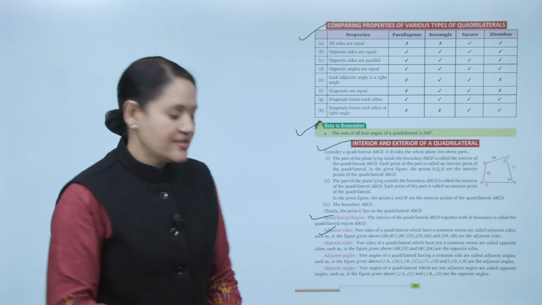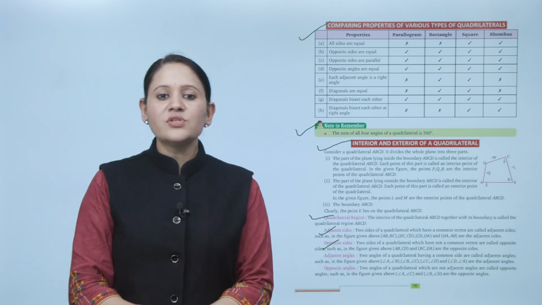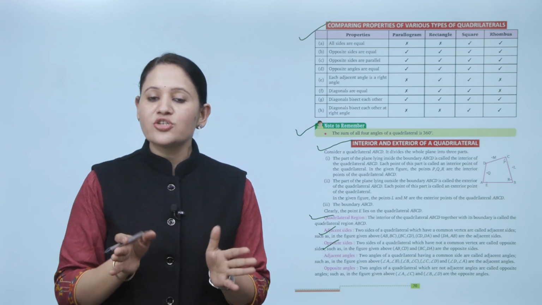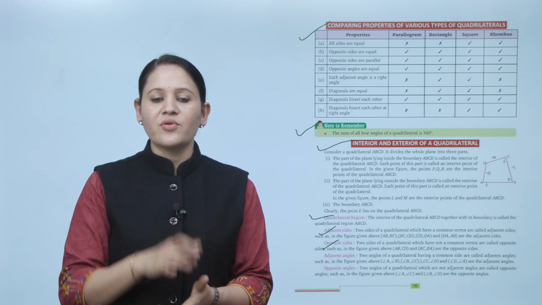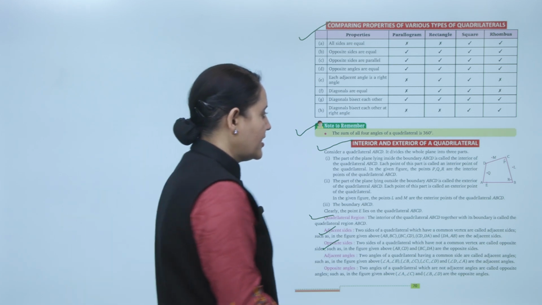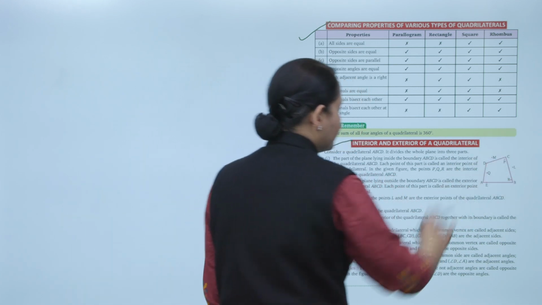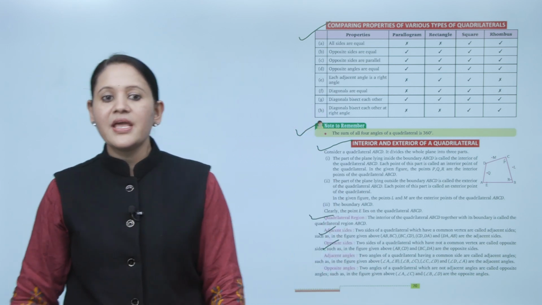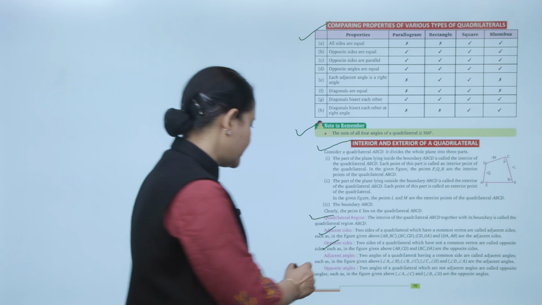Next, opposite sides. Two sides of the quadrilateral which do not have a common vertex are called opposite sides, such as in the figure given below. AB and CD are opposite, and DA and BC are opposite sides. Clear? Next, adjacent angles.